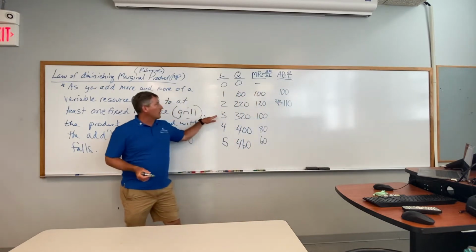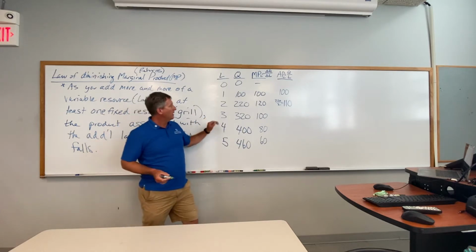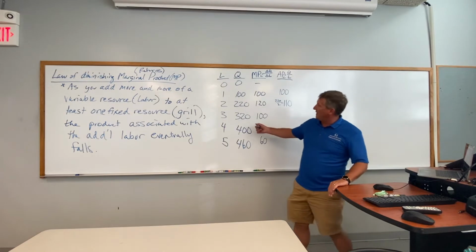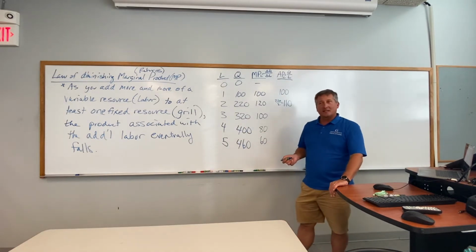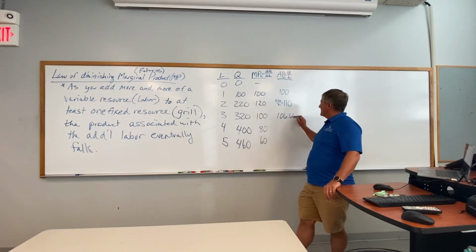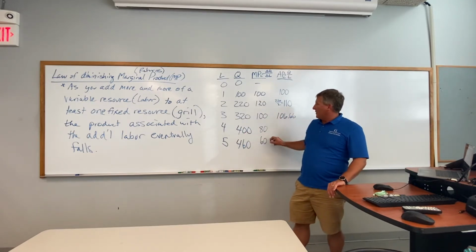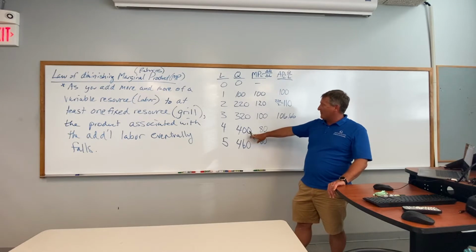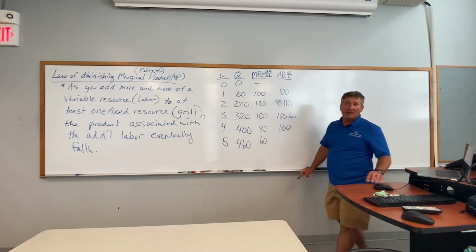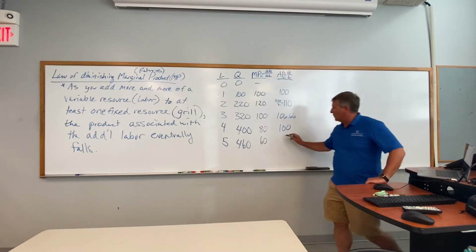What's the average product here of 3? Starting to get a little dicey here. We got 106.66, or 106.67. We won't worry about some fractional hamburgers here. 4 people, average product, 100. And then finally, with 5, 92.